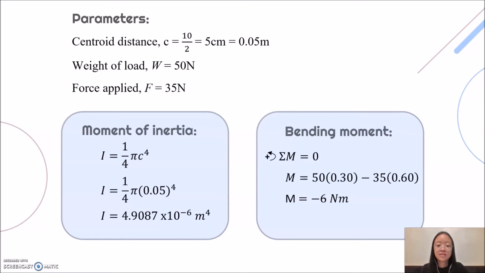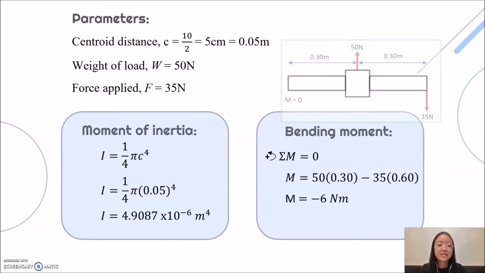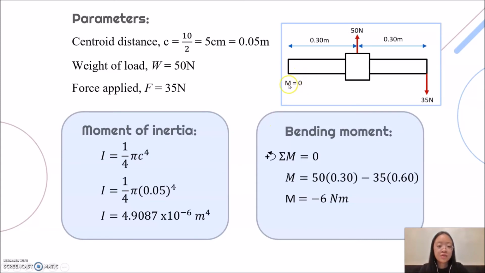To calculate the moment of inertia, we substitute all the values into this formula and we will get 4.9087 times 10 to the power of negative 6 meter to the power of 4. Next, to calculate the bending moment, we set the moment at this point equal to 0 and we assume it is positive in the anti-clockwise direction. When calculating the bending moment, we need to find the shortest distance between the force and the point. So, 50 Newton will move in the anti-clockwise direction while 35 Newton will move in the clockwise direction. That is why there is a negative sign at 35 Newton. Then the bending moment we get is negative 6 Newton meter.